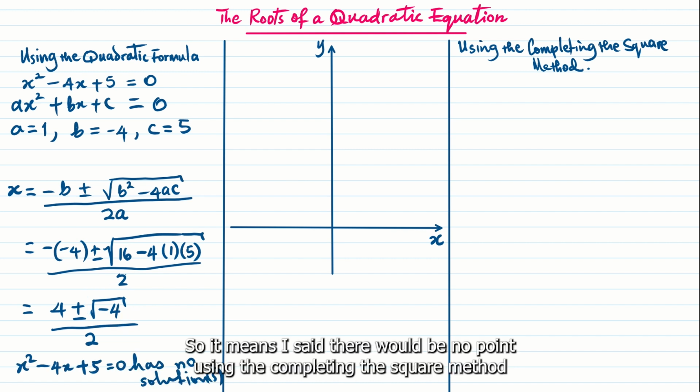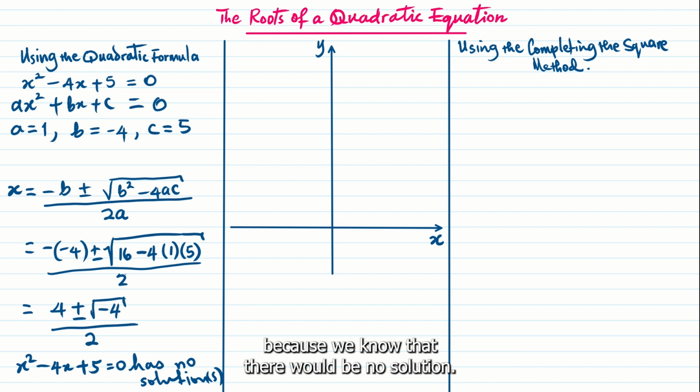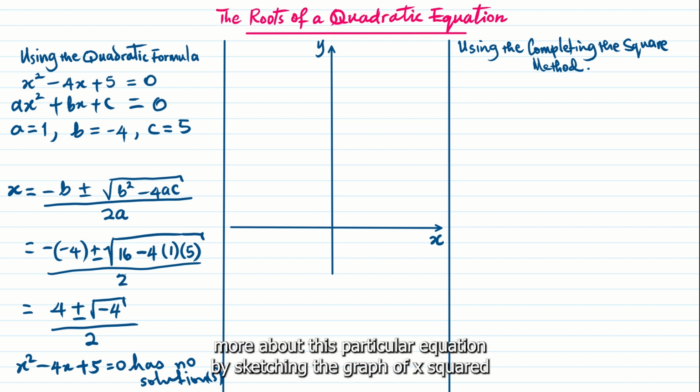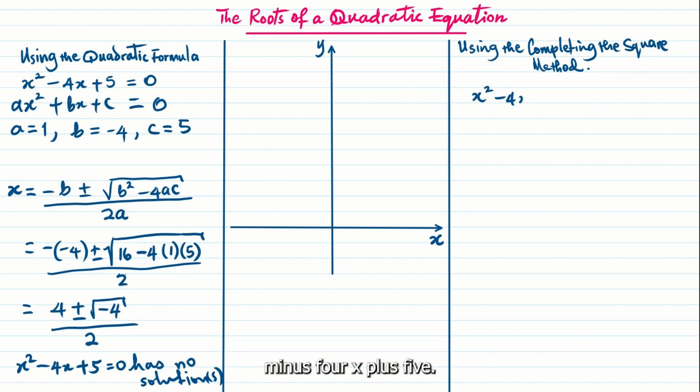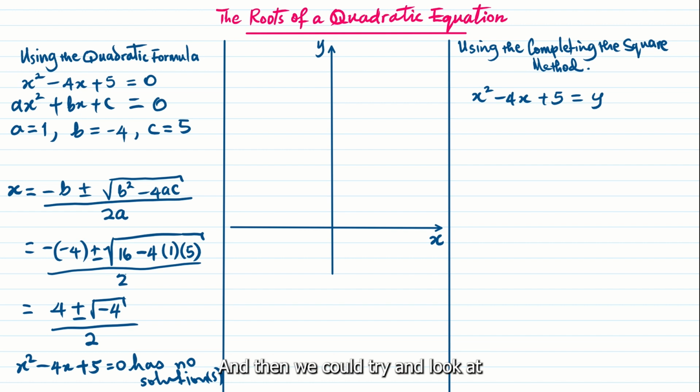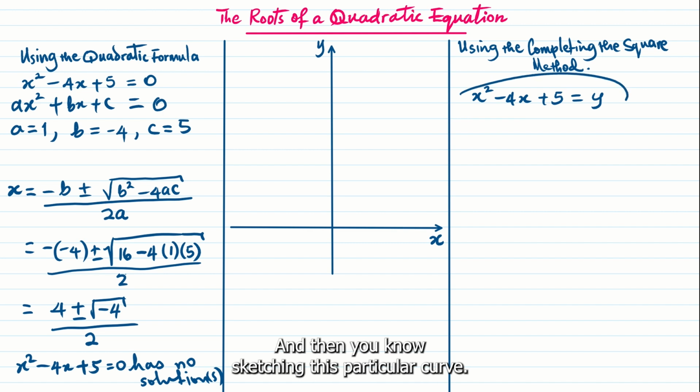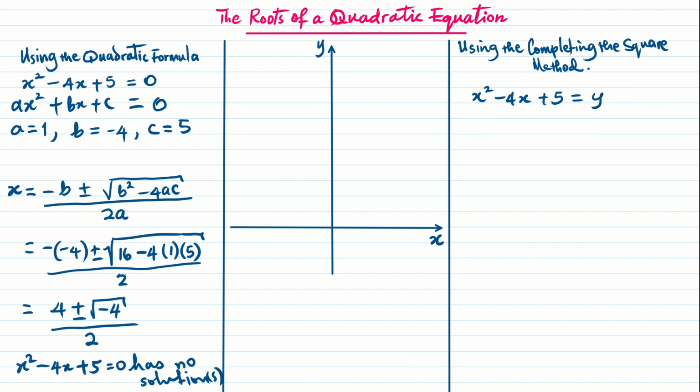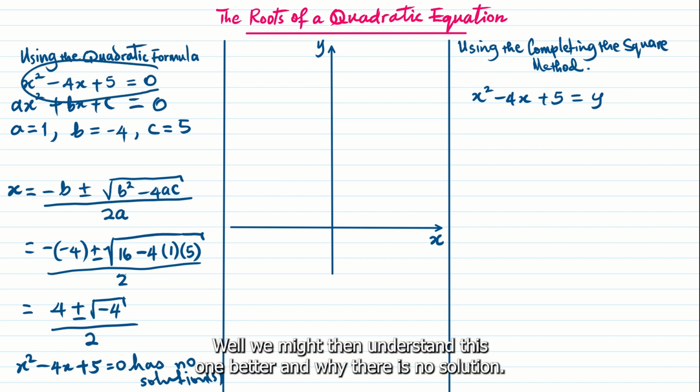Okay, so it means that there will be no point using the completing the square method because we know that there will be no solution. However, we might want to learn more about this particular equation by sketching the graph of x squared minus 4x plus 5 equals y. So instead of saying equals 0, let's say equal to y. And then we could try and look at completing the square here and then sketching this particular curve. If we do that, we might then understand this one better and why there is no solution.